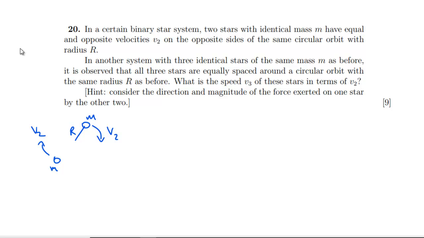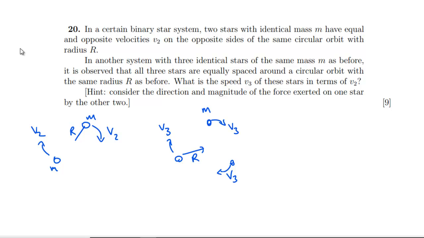In another system with 3 identical stars of the same mass as before, it is observed that all 3 stars are equally spaced around a circular orbit with the same radius r as before. What is the speed v3 of these stars in terms of v2? Right, so now we've got m, and these are all moving at v3, at radius r.